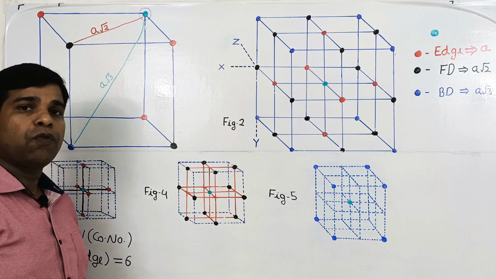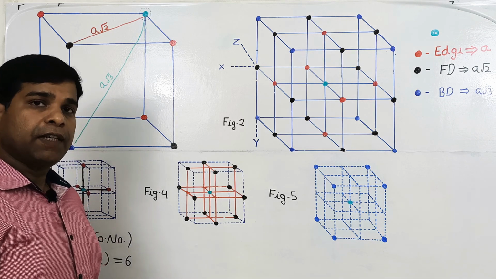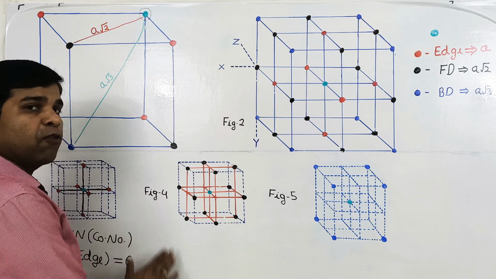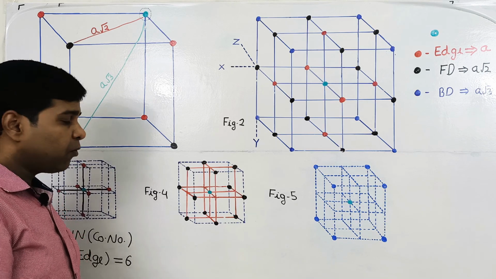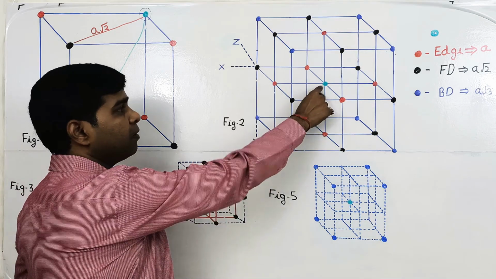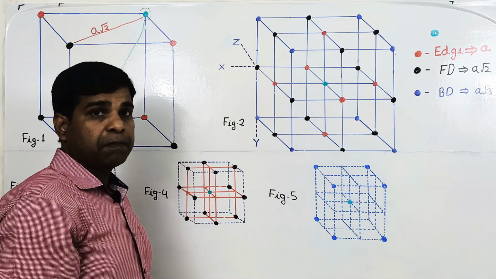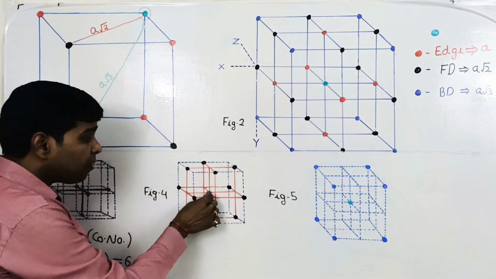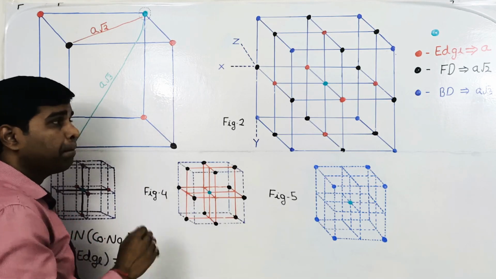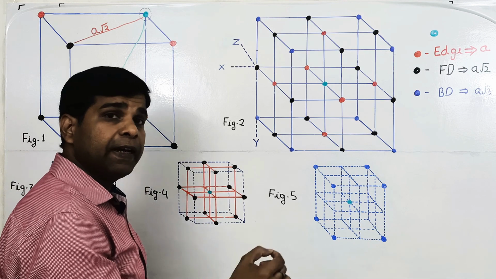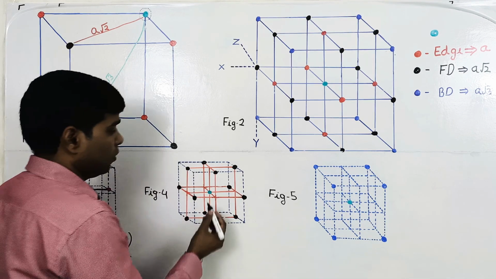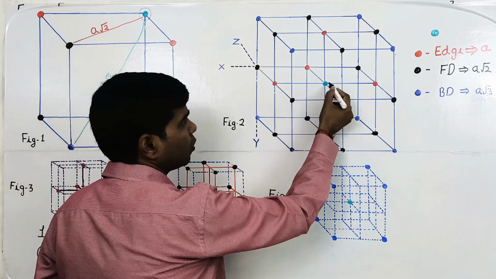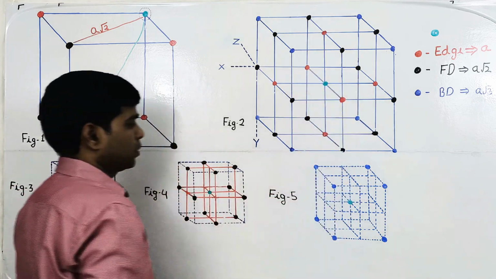Now we have to find the second nearest neighbor. To find the second nearest neighbor, we will discuss figure number 4. In figure number 4, again the green particle represents the reference particle, which is present at one of the corners of the unit cell, and all these black particles represent the particles present at the face diagonal. 1, 2, 3, 4. Similarly 1, 2, 3, 4.